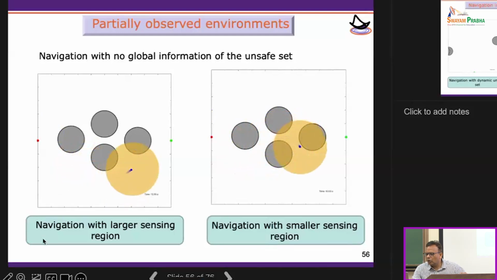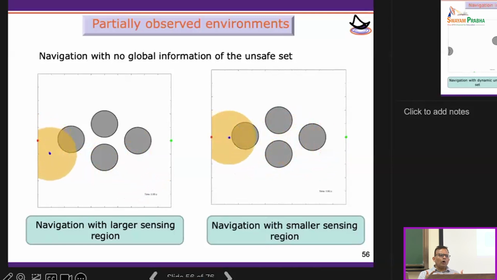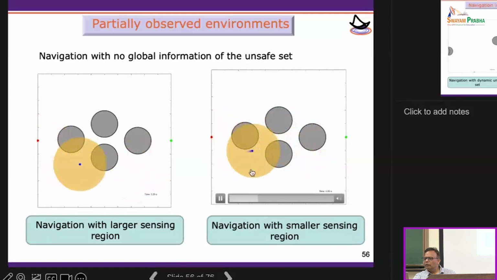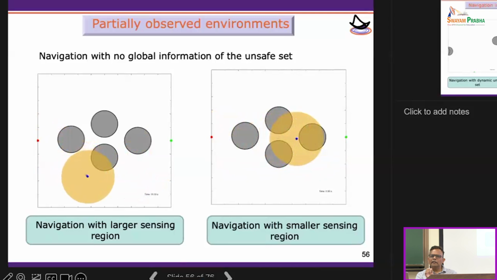So in the figure on the left, you see you have a sensing region which is very large. What if we have a very large sensing region? Then the trajectories are very conservative. They actually tend to avoid the obstacles right from the beginning. But if I have a very small sensing region, which is the case on the figure on the right, then you see that it gets very close to the obstacle before it avoids it, right? So it can then go through this narrow region.